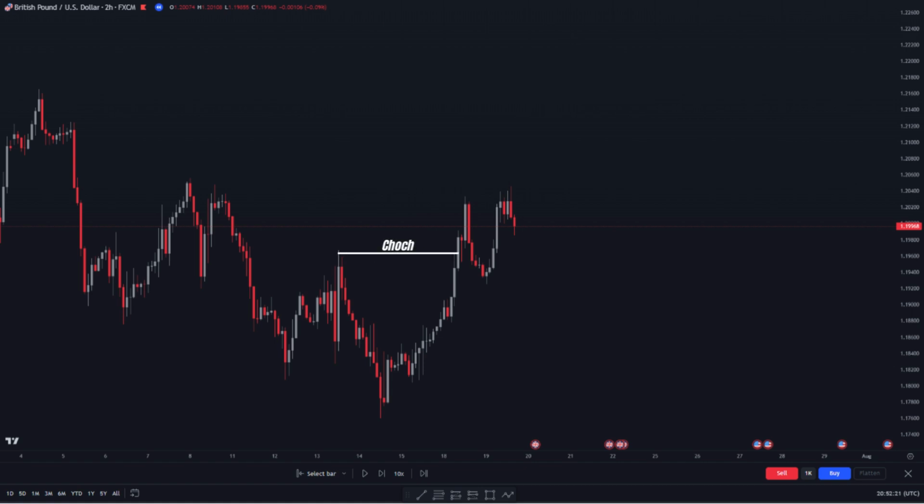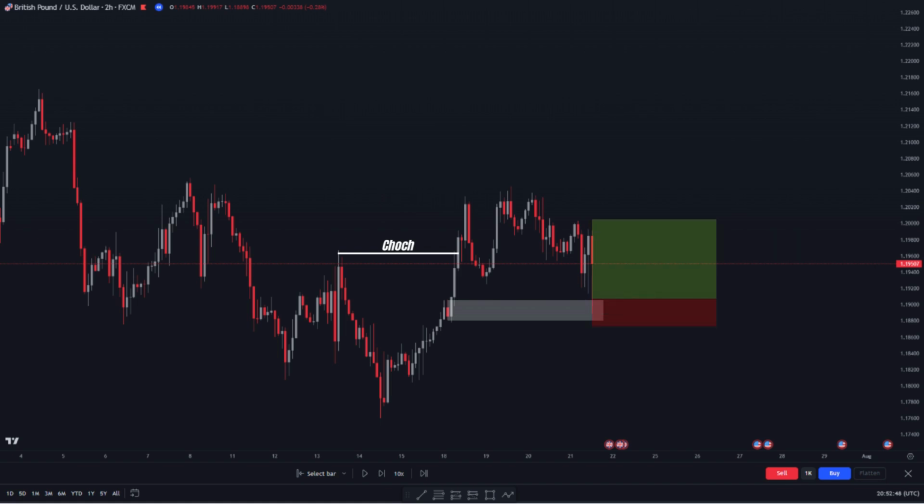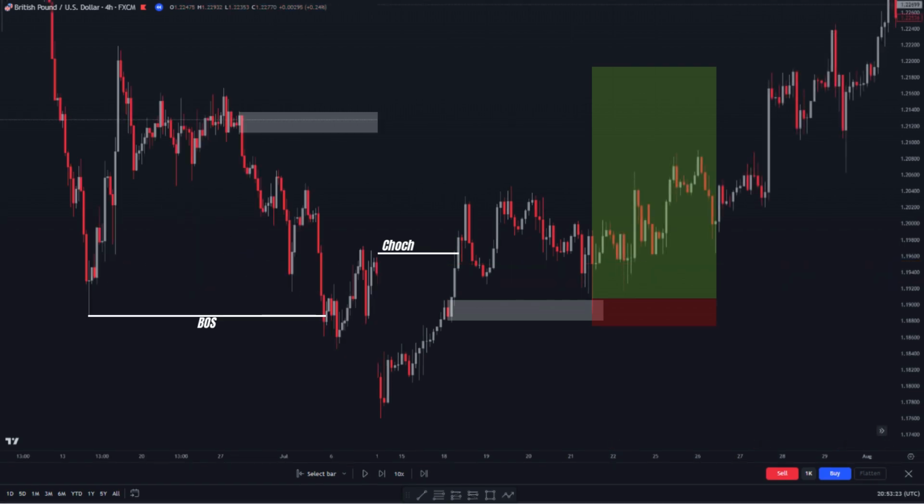This indicates the start of the pullback, and it is much safer to start looking for short-term buying opportunities because the bearish momentum is depleted. Identify your demand zone and wait for the price to pull back and retest it. From there, execute your buy orders, and the price will most likely respect your setup.